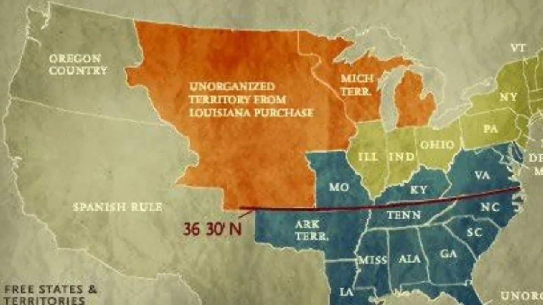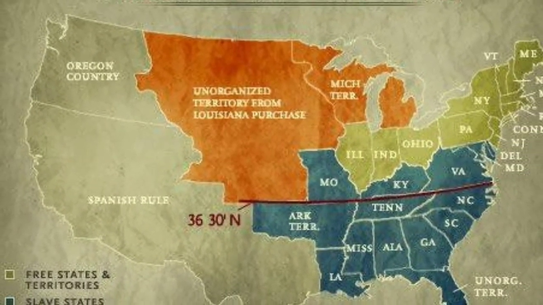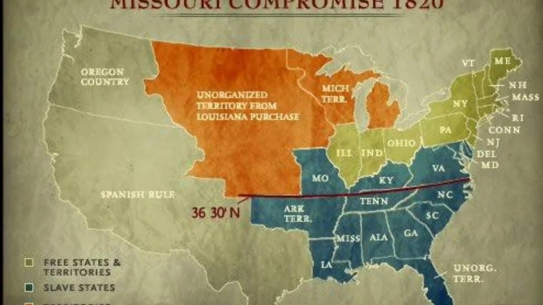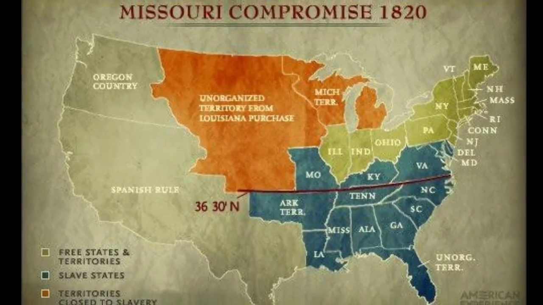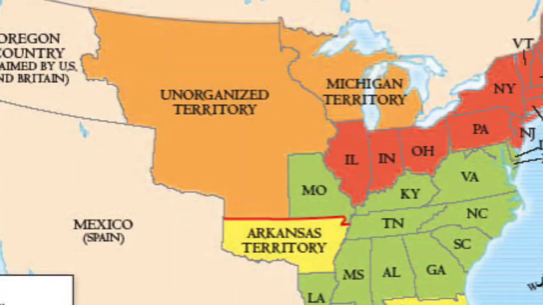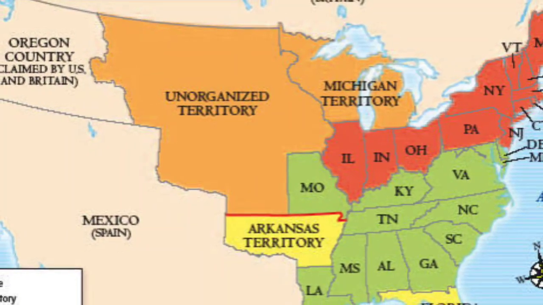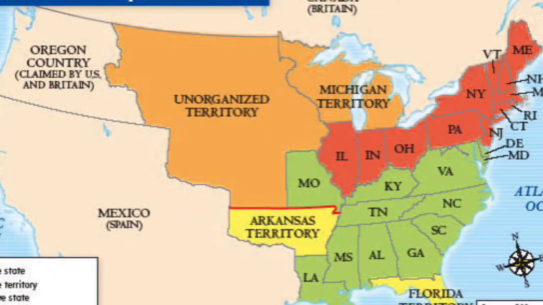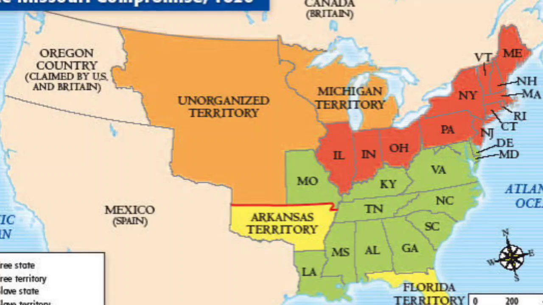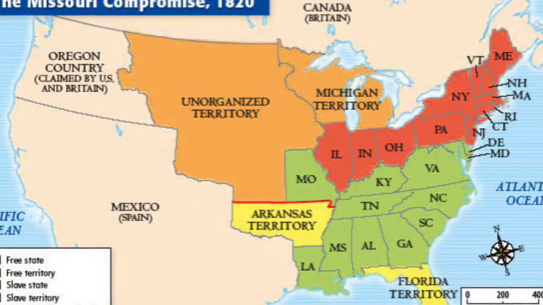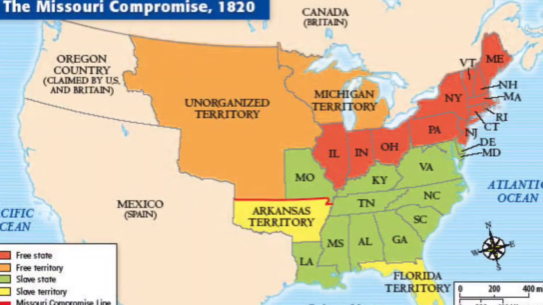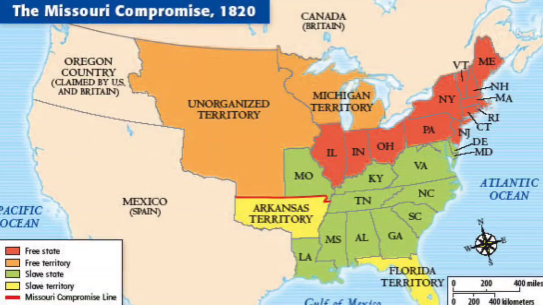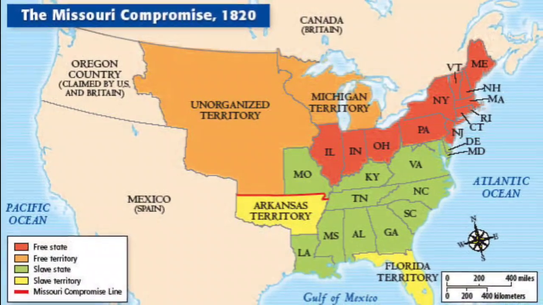The Missouri Compromise of 1820 was a significant and controversial agreement in the United States that attempted to balance the interests of free and slave states. It emerged from the growing tensions over the expansion of slavery into new territories and played a crucial role in the events leading up to the American Civil War. The compromise provided a temporary solution to the problem of slavery's expansion, but it also highlighted the sectional divide between the North and the South.